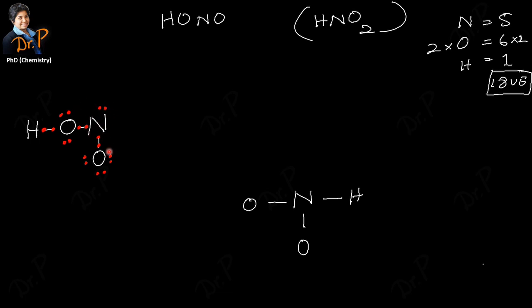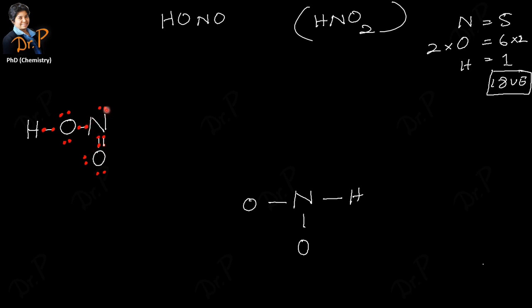So what I'm going to do is a simple rearrangement. I'm going to move a pair of these electrons over here. So I'm taking away those 2 electrons and placing it here, making a double bond in this place. And in this structure, you can see that everyone's happy.